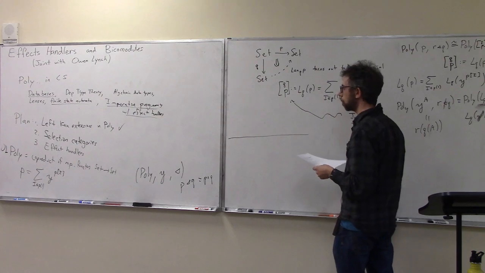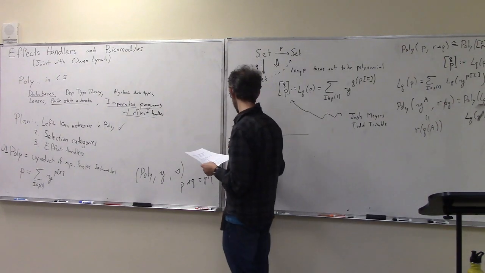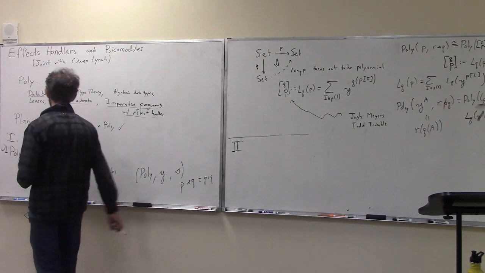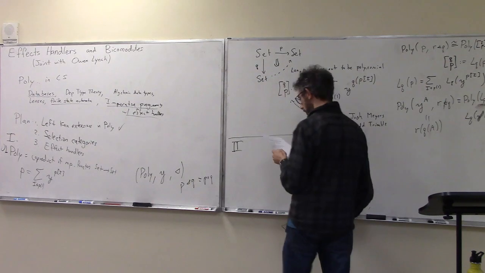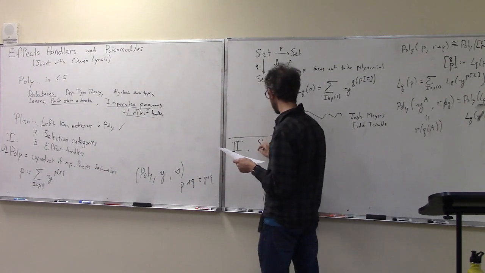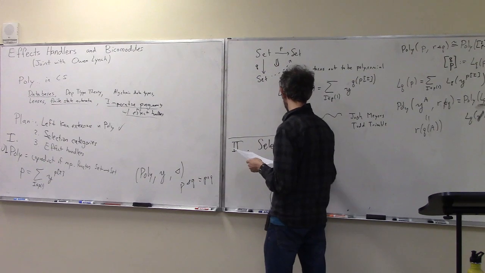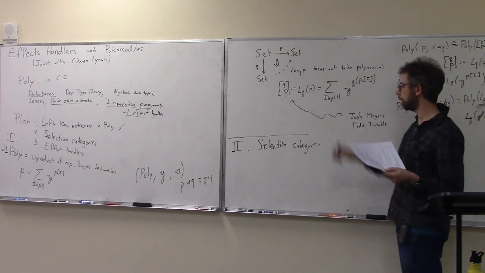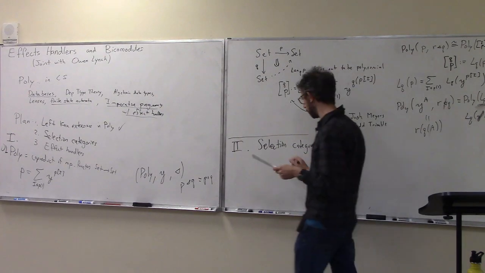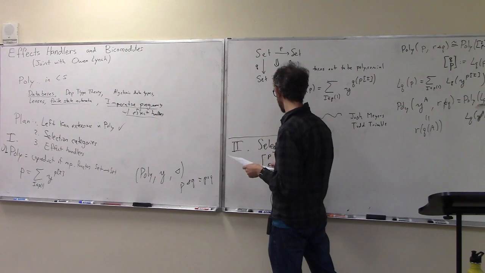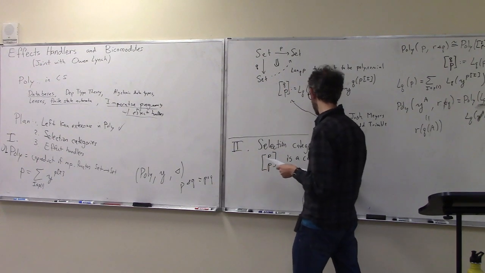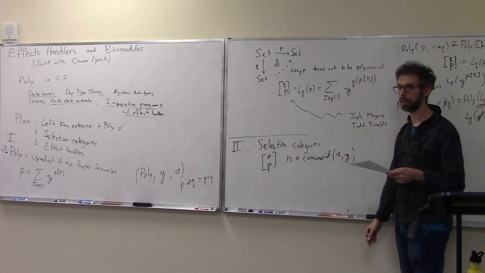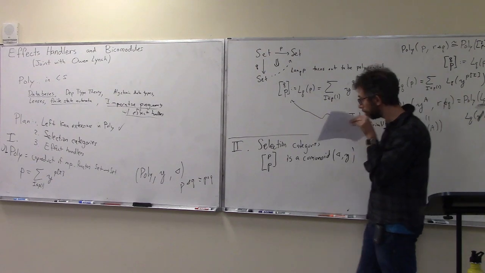Okay, part 2, selection categories. The day that Josh said, oh, this exists, the first thing David Jaz Myers said is that for any polynomial P, this is a comonad for this structure, the one we've been talking about. So I guess you can always do that.